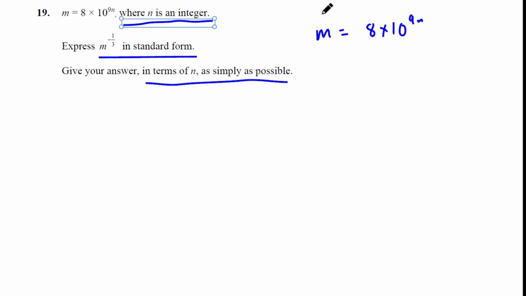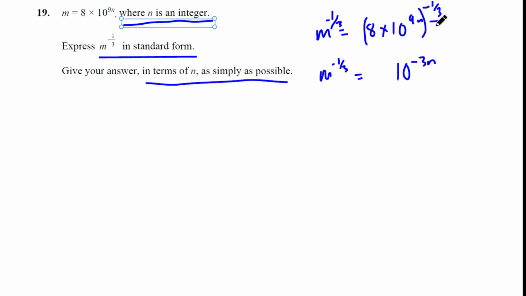Now we're multiplying both sides to the power minus a third. So this becomes in a bracket. Now what do we remember about multiplying by powers from indices? So minus a third times 9 is minus 3. So that will become 10 to the power minus 3n.